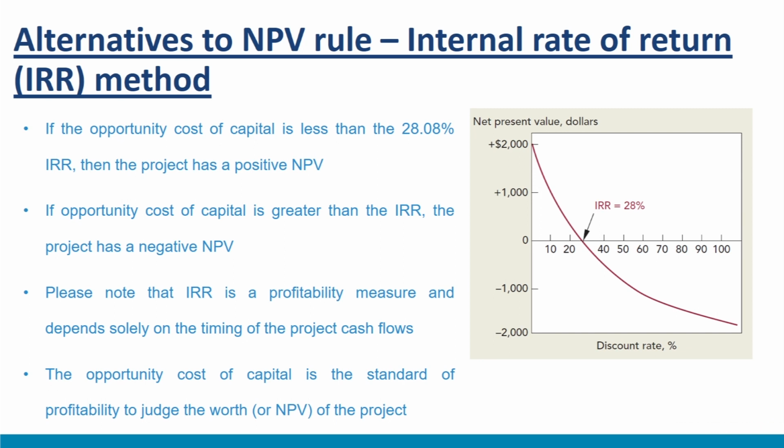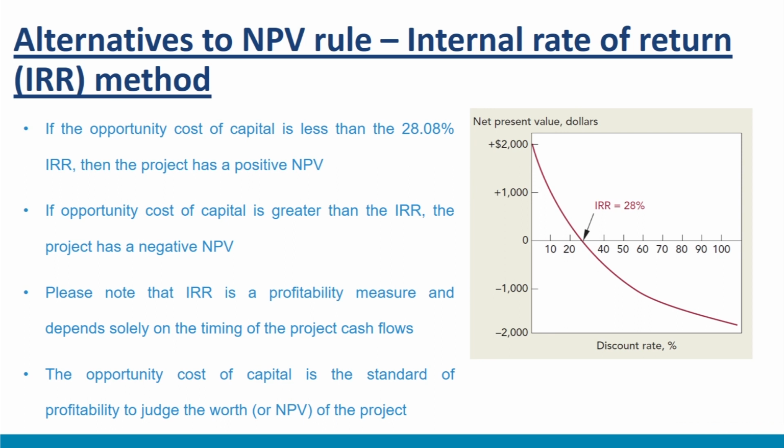Of course, if the opportunity cost is same as IRR, then NPV equal to 0. If opportunity cost of capital is greater than the IRR, the project has a negative NPV. Hence, we compare the opportunity cost of capital with the IRR on our project. Thus, this rule holds whenever NPV of a project is a continuously declining function of discount rate. This may not always be true.